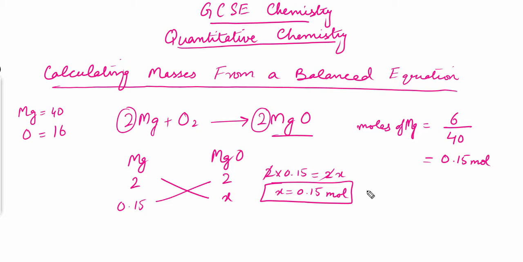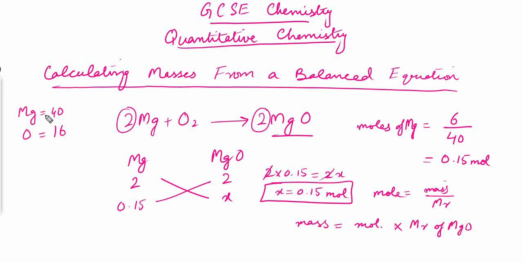Now in order to find the mass of magnesium oxide, I will again use the formula that mole is equal to mass over molar mass. So the mass of magnesium oxide will become equal to the number of moles multiplied by the molar mass of magnesium oxide.